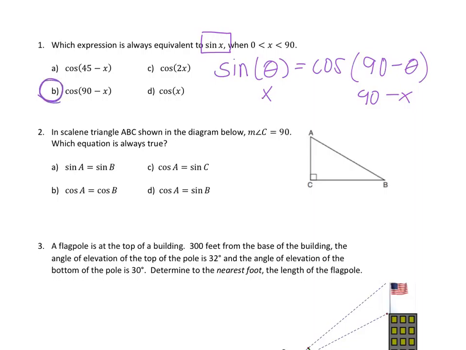Number 2 says, in scalene triangle ABC shown in the diagram below, the measure of angle C is 90 degrees. Which equation is always true? So I'm going to look at this real quick and see if I can eliminate anything. Remember that we're always supposed to have sine of something equal to cosine of 90 take away that something. Well, that means I can eliminate choice A and choice B.